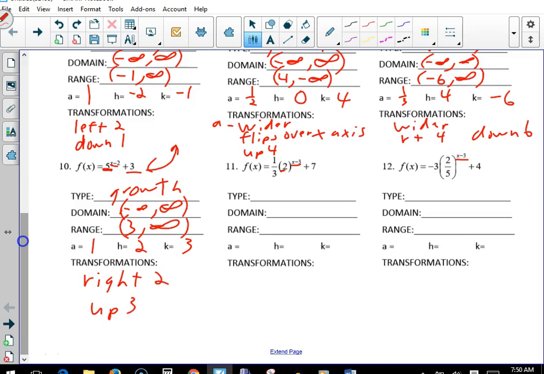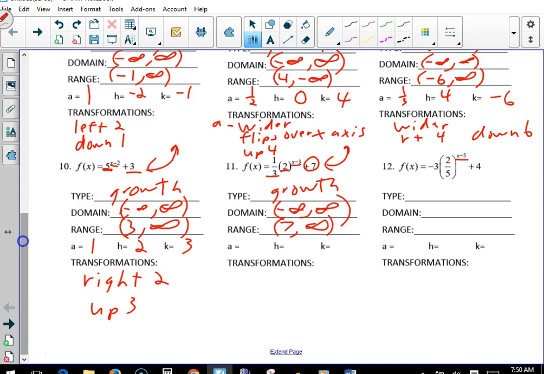And number 11, who's holding the balloon? 2. So that's growth. The domain does not change. Negative infinity to positive infinity because it's looking like this. The range, we look right here, 7. Now to know whether it's positive or negative infinity, we look out here. Since it's positive, this is positive.